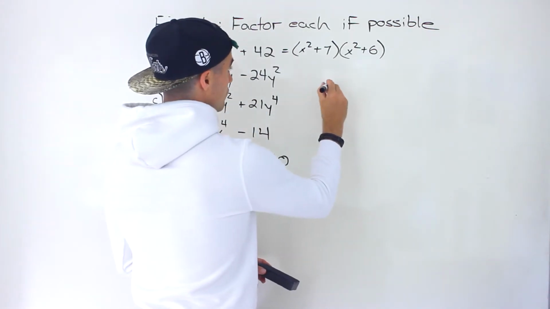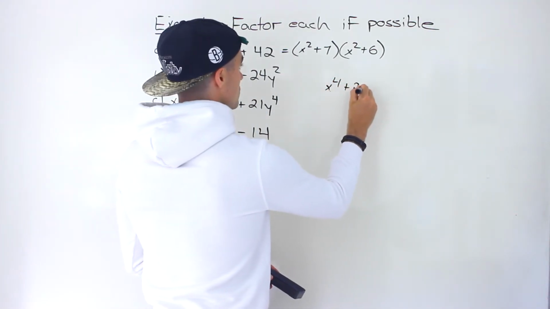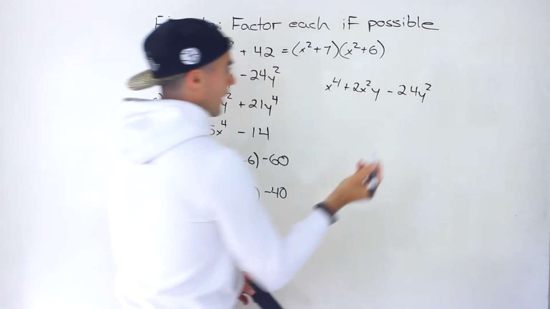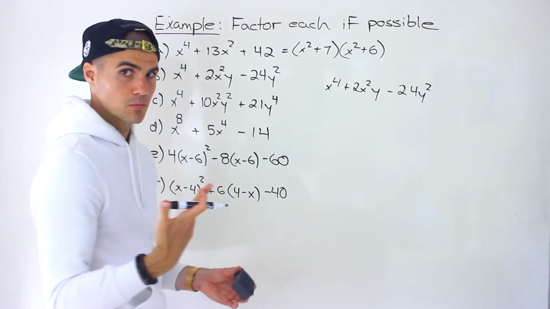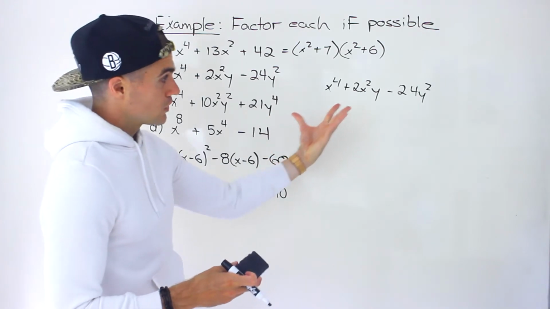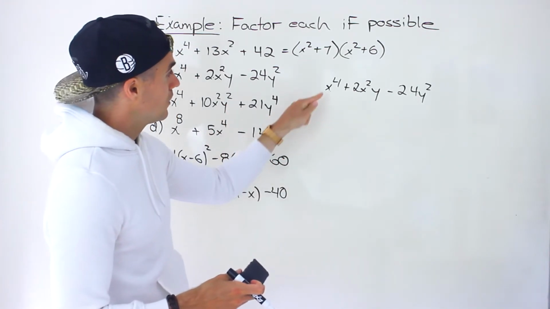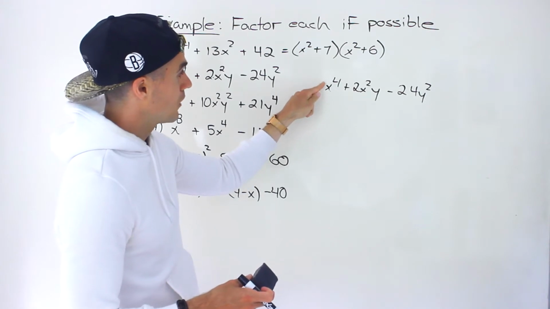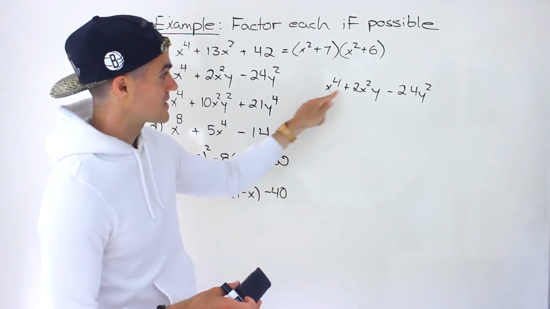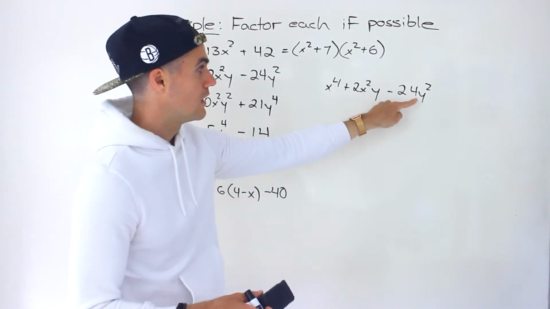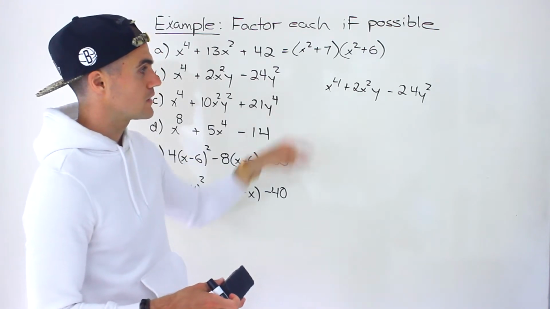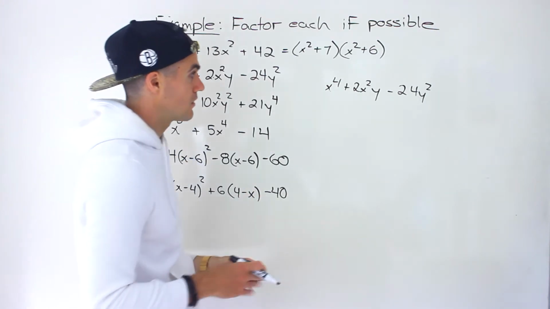We got x to the 4 plus 2x squared y minus 24 y squared right here. So notice lots of variables here. We got x and y. First thing we always check for, can we take out a greatest common factor? Notice that in terms of the numbers, we got a 1, 2, negative 24. Can't take anything out in terms of the numbers and the variables. There's x's here, but there's no x here. There's a y here, but then there's no y over here. All right, so we can't take out any common variables either.